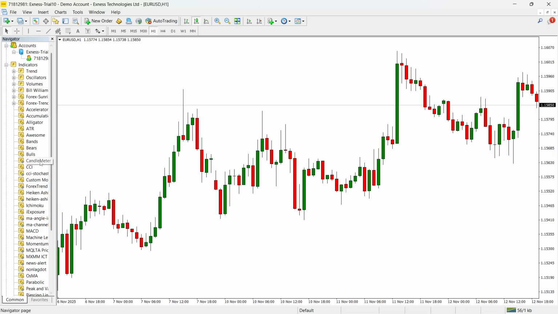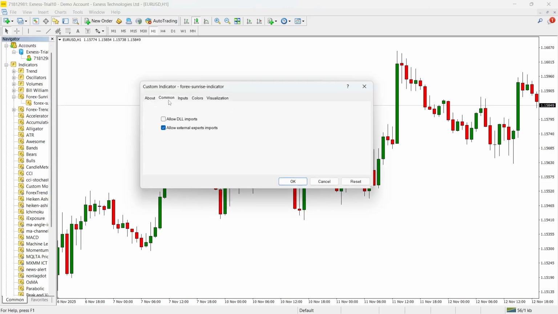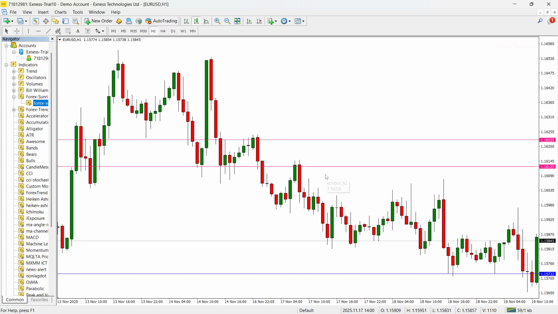At this point, I'll load the indicator on the chart so you can see how it looks in real time. I'm about to allow the DLL imports, and here we go.